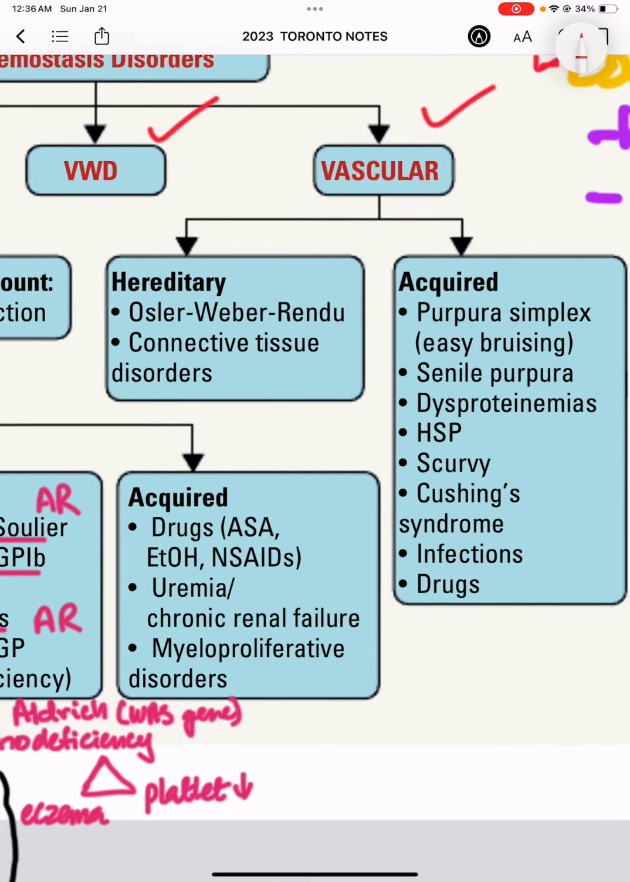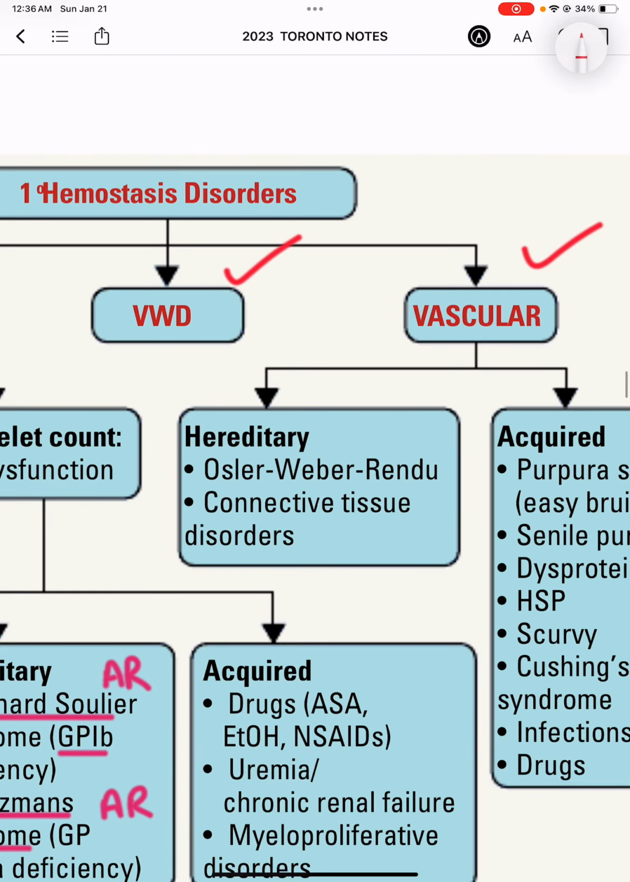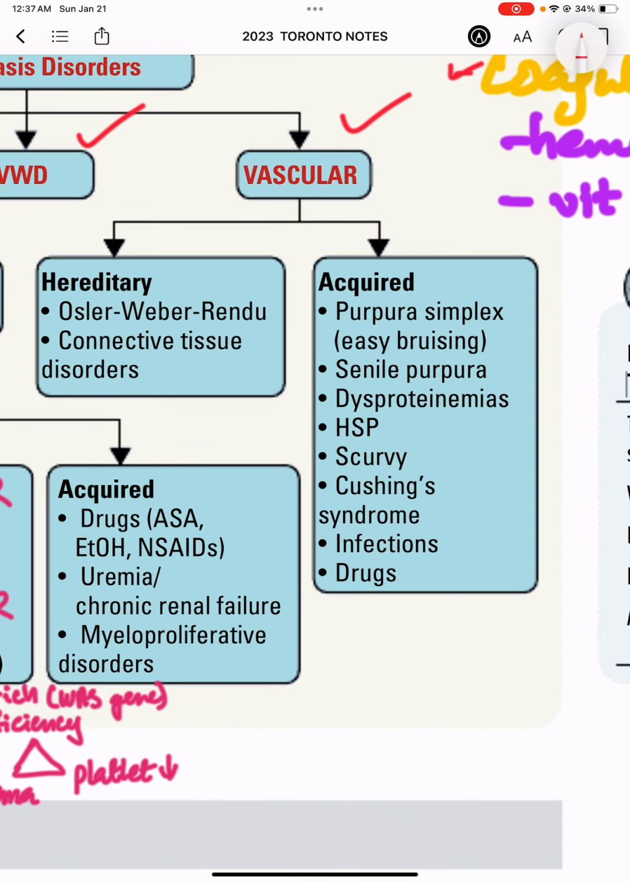We read about the normal platelet count, where we know that von Willebrand disease would have both. And then we have vascular. Vascular might include hereditary, which is Osler-Weber-Rendu, and connective tissue disorders. And then there could be acquired too, like purpura simplex, which includes easy bruising, senile purpura, dysproteinemias, HSP, scurvy, Cushing's, infections, and some drugs. So these are some vascular problems, which is not our main focus right here.